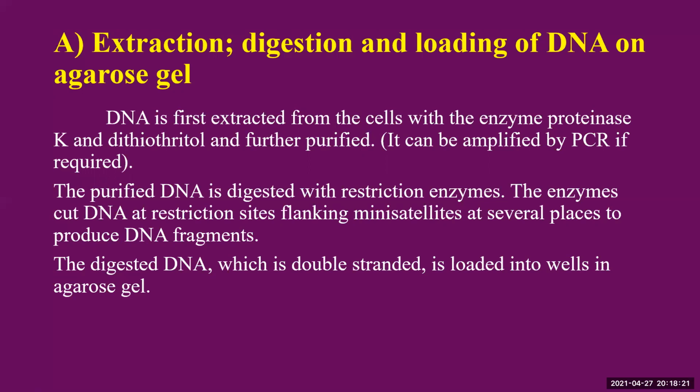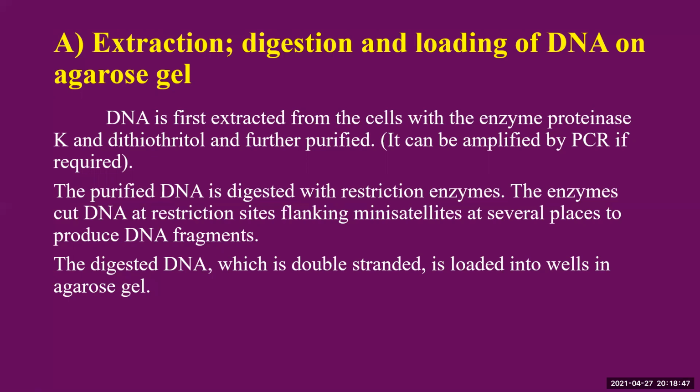DNA is extracted from the cell with the enzyme proteinase K and dithiothreitol, and it is further purified. It can be amplified by PCR if required. The purified DNA is then digested with restriction enzymes. The restriction enzymes are made for cutting the DNA at restriction sites having a definite recognition sequence.